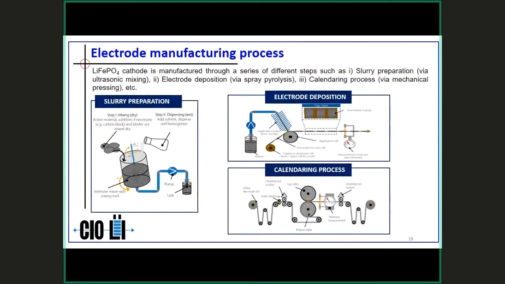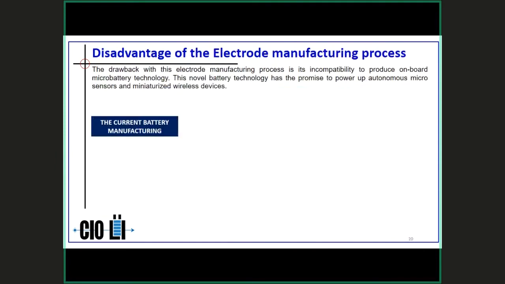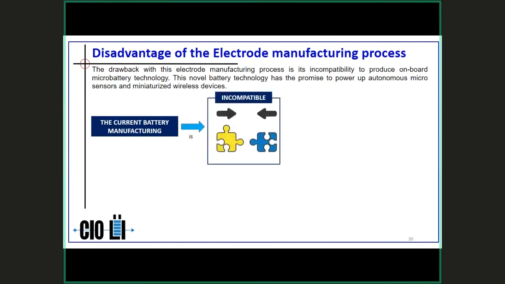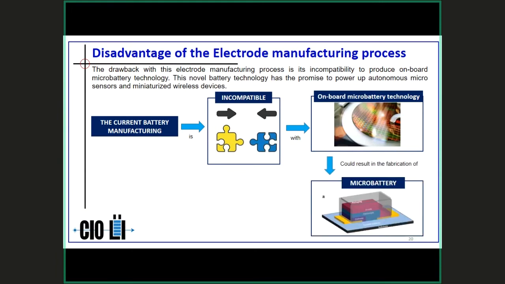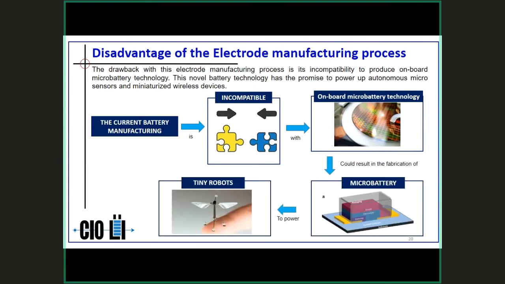Another problem with that manufacturing process is that it is not compatible with the onboard microbattery technology. If they are not compatible, it will not be possible to produce microbatteries. The microbatteries are desired in order to power either wireless sensors, tiny robots, etc.